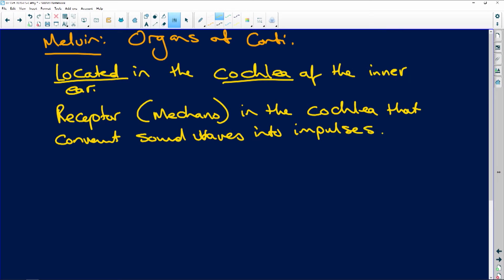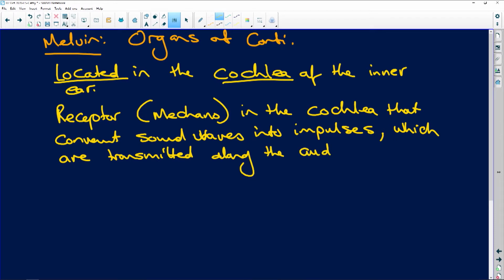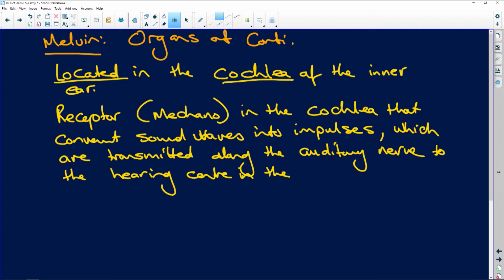Okay, and then which are transmitted along the auditory nerve to the hearing center in the, look at this carefully, cerebellum. Okay, so the auditory nerve, and it converts the sound waves into an impulse.